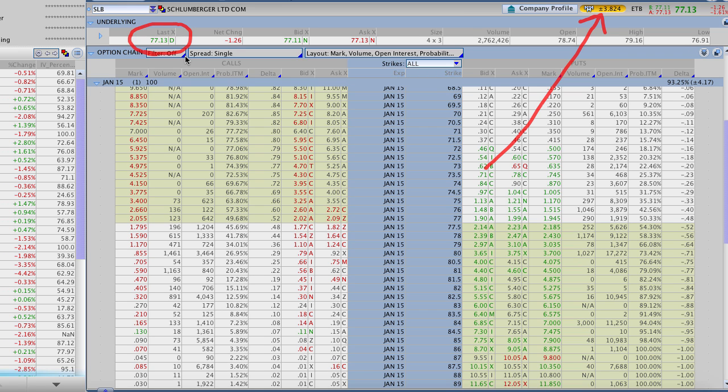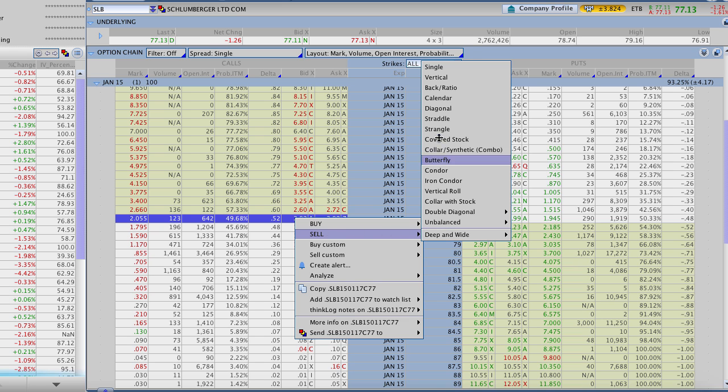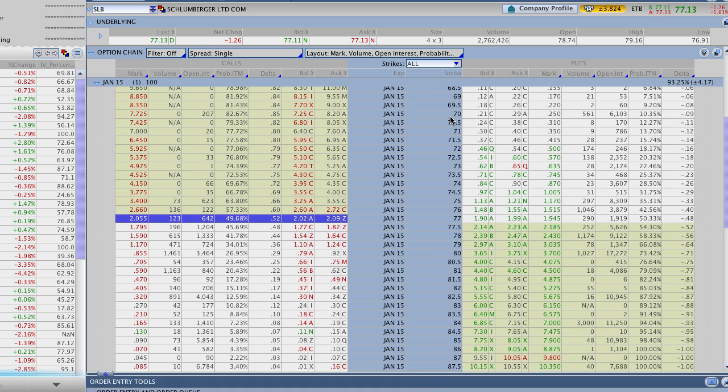So what we're going to do is try, with our Strangle and Iron Condor, to move outside of that range with our short strikes. But let's first look at trading the at-the-money straddle. The closest at-the-money straddle to this current stock price is the 77s. So we're going to go here to 77s and sell a straddle.